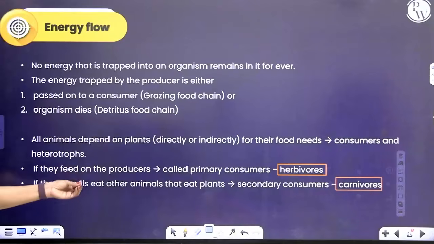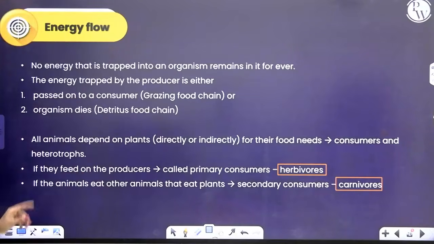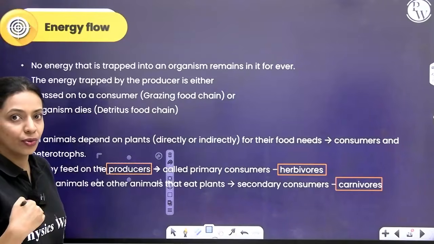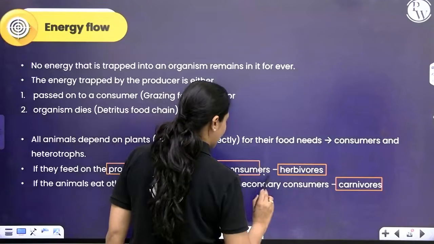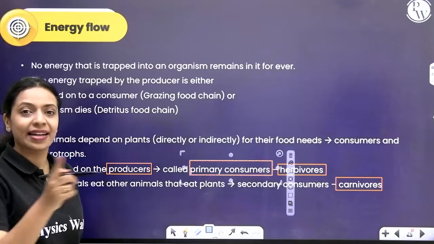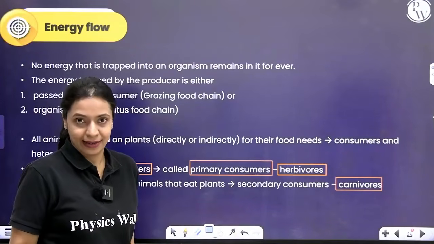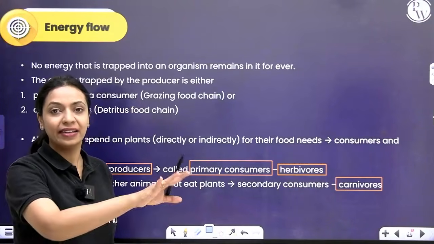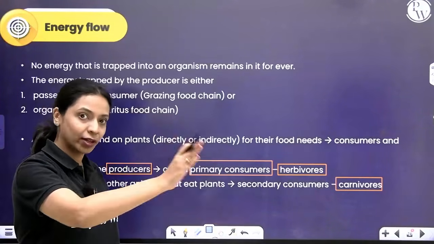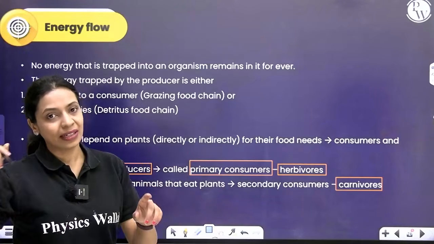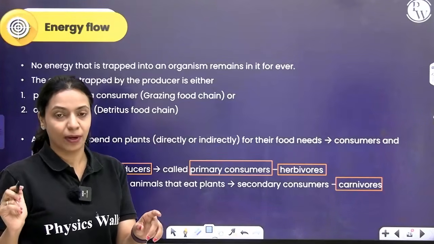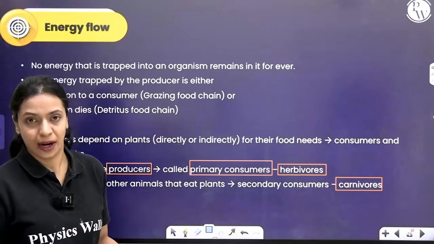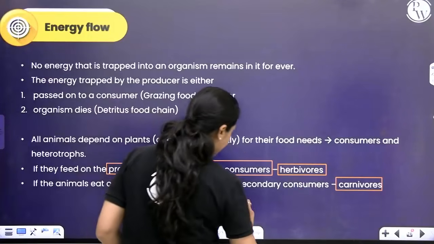So, all the plants that are capable of synthesizing food are called producers. If an organism directly feeds on the producer, you call it a primary consumer. If they are indirectly dependent on it, for example, a lion will not directly feed on plants, right? A lion will hunt and eat a deer, but the deer would have been dependent on the plant. So the lion itself is not directly dependent on a plant, it's dependent on another animal which is dependent on a plant. So indirectly it's dependent on a plant.